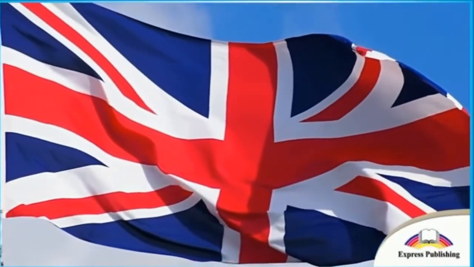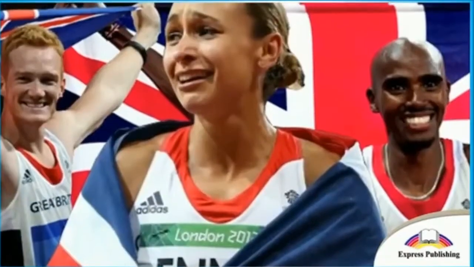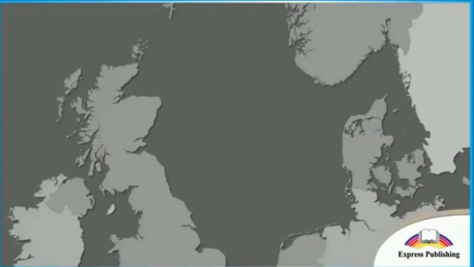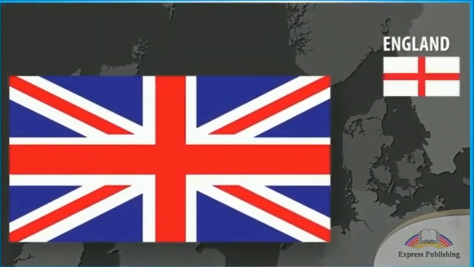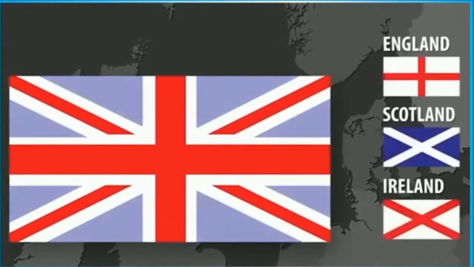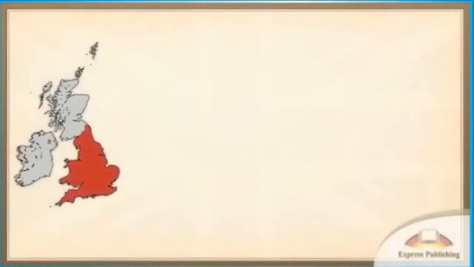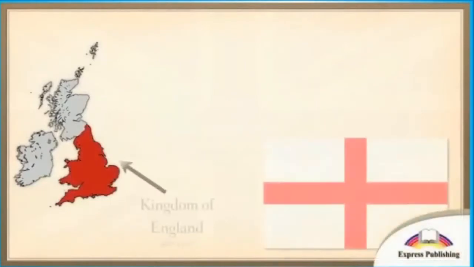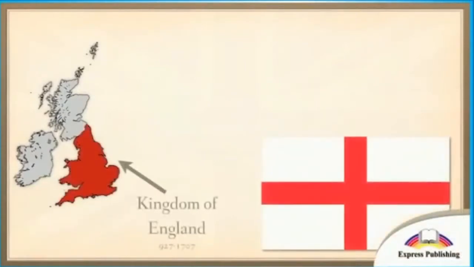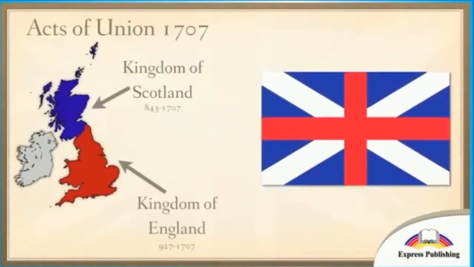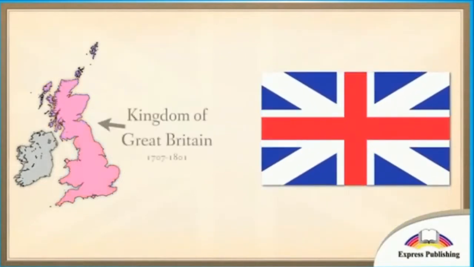The Union Jack, or Union flag, is the national flag of the United Kingdom. The flag is the English, Scottish and Irish flags together. The flag of England, or the St. George's Cross, is a red cross on a white background. So it's the red cross in the middle of the Union Jack.